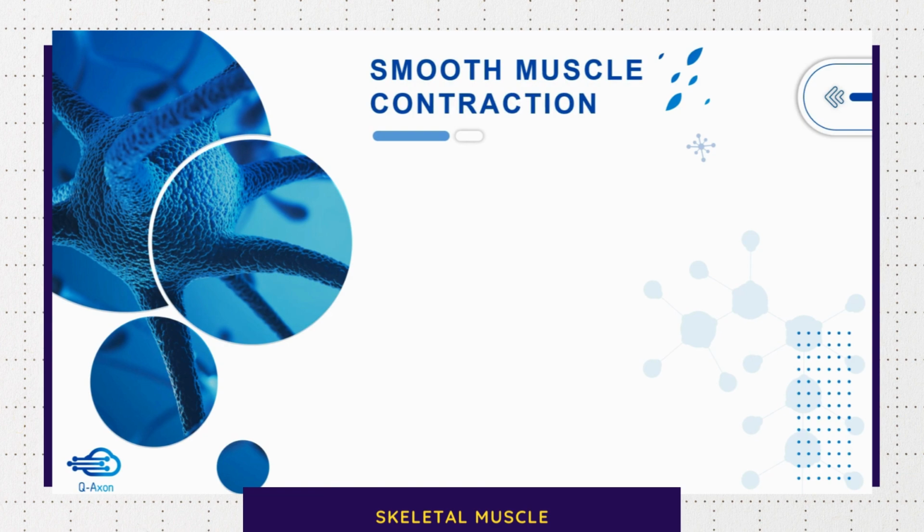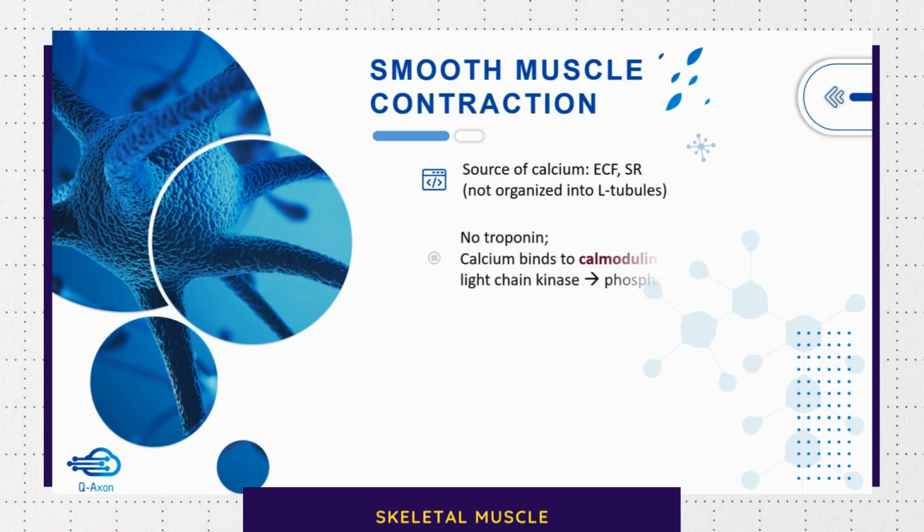Now, smooth muscle contraction considerably differs from skeletal muscle contraction. First of all, the source of calcium for contraction is not merely the sarcoplasmic reticulum, but also the extracellular fluid. Also, the sarcoplasmic reticulum in smooth muscle is not organized into L tubules. The second important difference is that there is no troponin in the smooth muscle. Instead, the regulatory protein is a molecule called calmodulin.